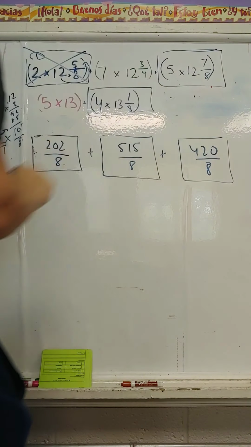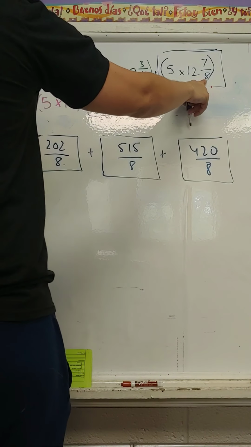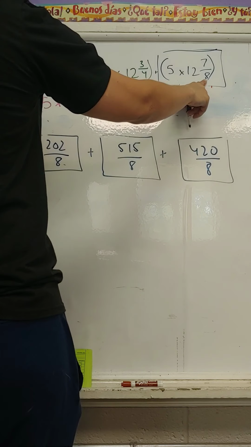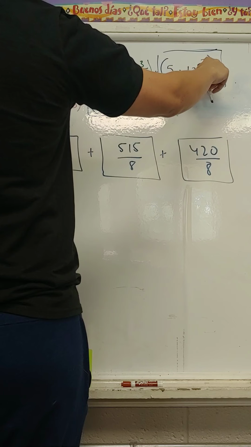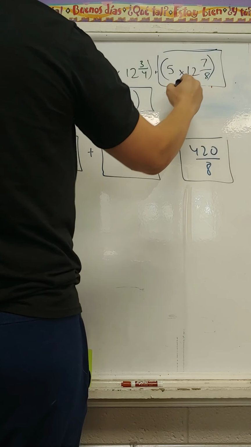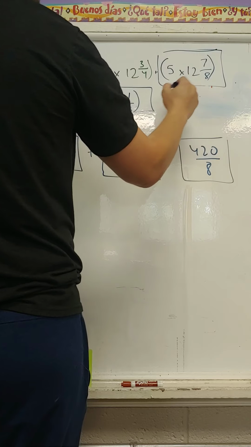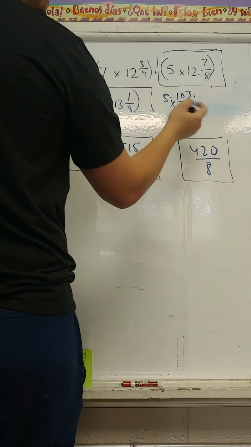5 times 12 7/8. Same deal. Whole number times denominator. We already did the multiplication, though, it's 96. Right? 96 plus 7 is going to give us 103. Okay, so we end up with 103 over 8. And we come down, we still need this part. 5 times 103 over 8.